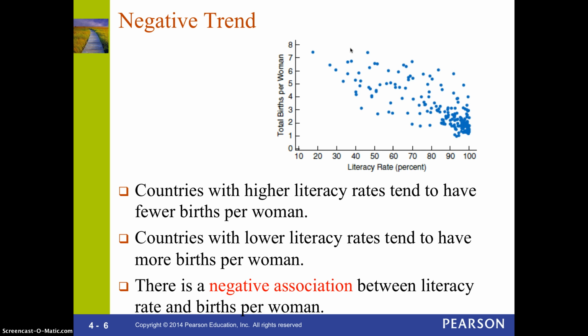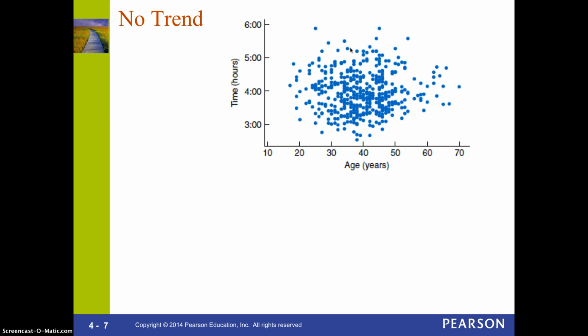You don't have to write all three of these. I'm just giving an example of a sentence that you could write. So you really only have to write one of these ideas when you're trying to describe the direction or the association that a scatter plot has. Okay, here's an example of one that has no trend, and this is actually for marathon runners.